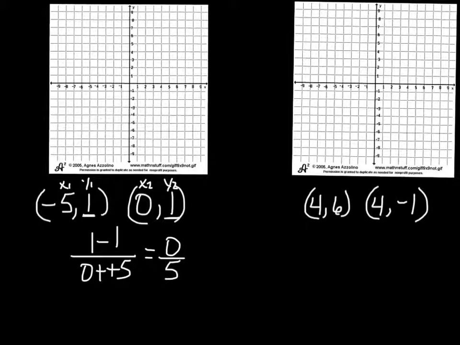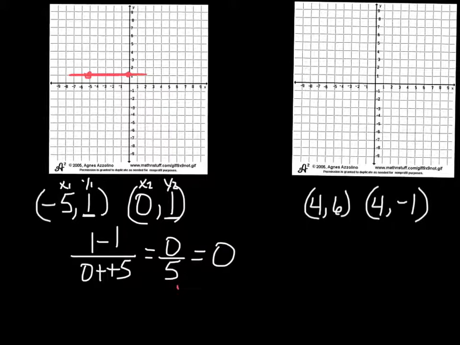Now remember, on a previous page, we said that if the slope is 0, that means it's a flat line. So let's see if when we plot these points, it makes a flat line. Negative 5, 1 is at this point on the graph, and 0, 1 is at this point. If we were to draw a line between the 2 points, yes, it is a flat line. It has a slope of 0. A flat line has a slope of 0.